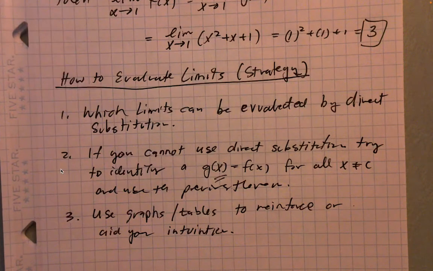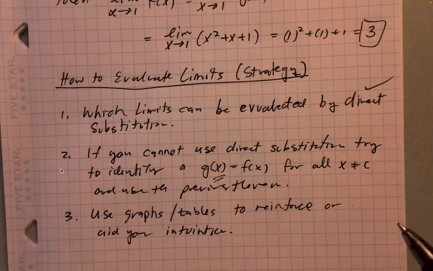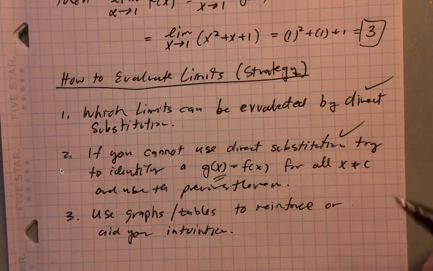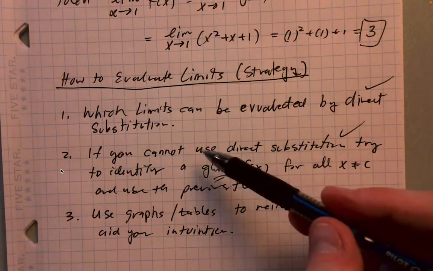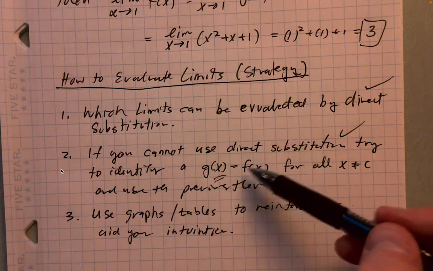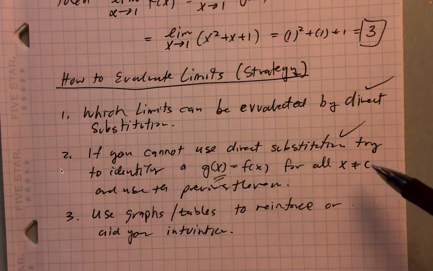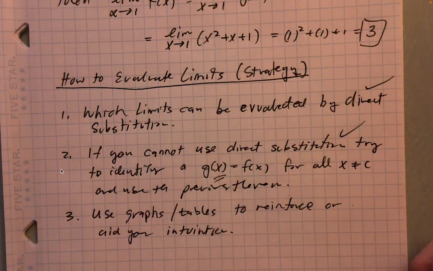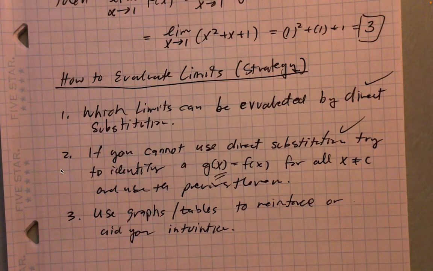Okay, so that's kind of a 3-point strategy for evaluating limits analytically. If you can, just evaluate it directly. That's your best option, simplest option, obviously. If that's not possible because there's some issue with the denominator or some domain issue, see if you can transform the function, i.e. identify a g of x that's similar to f of x, or identical to f of x on the open interval around the limit point c. And if that doesn't work, also use graphs or tables to help reinforce or aid your intuition.